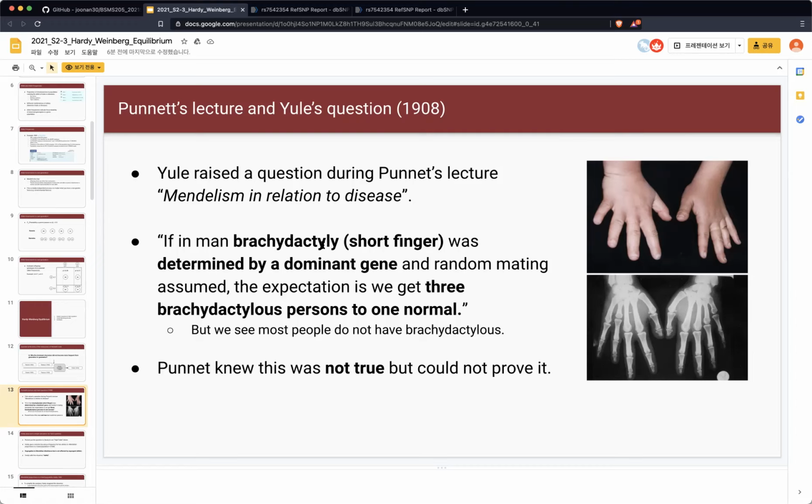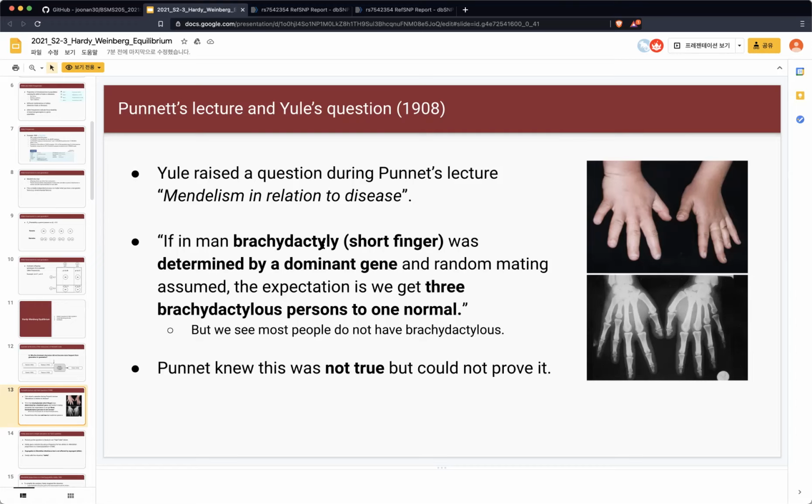They knew this disease was determined by a dominant gene because they knew about it from pedigree studies, and it follows the dominant pattern with random mating. The expectation is about a 3-to-1 ratio of this disease in the population, as in Mendel's ratio, right?